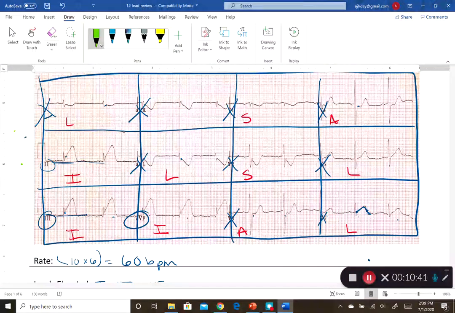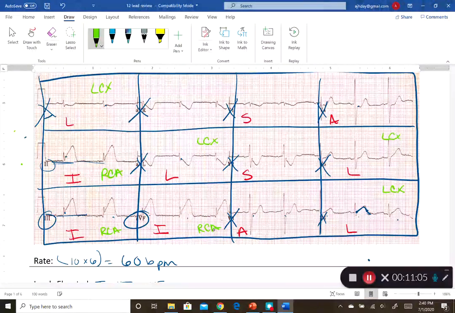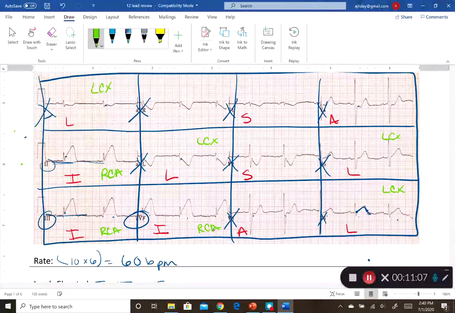So I know with my lateral wall, it's the left circumflex that feeds that lateral wall of the heart. And this repetition just really helps you in memorizing this chart. So that's why I'm kind of going through this each time. With my inferior, it's my right coronary artery. And with my septal and anterior, it's my left anterior descending, my big one, my LAD.